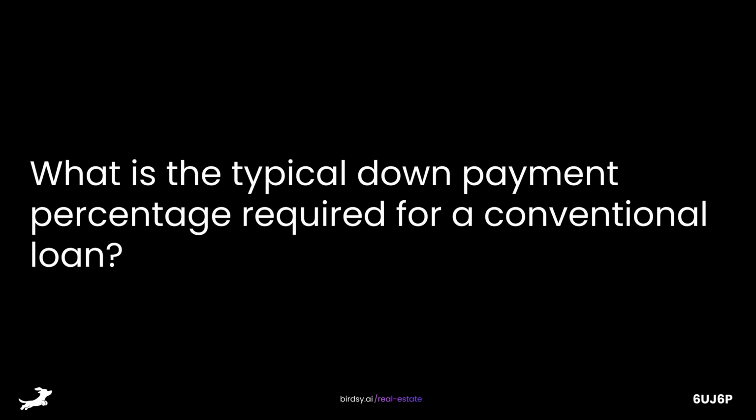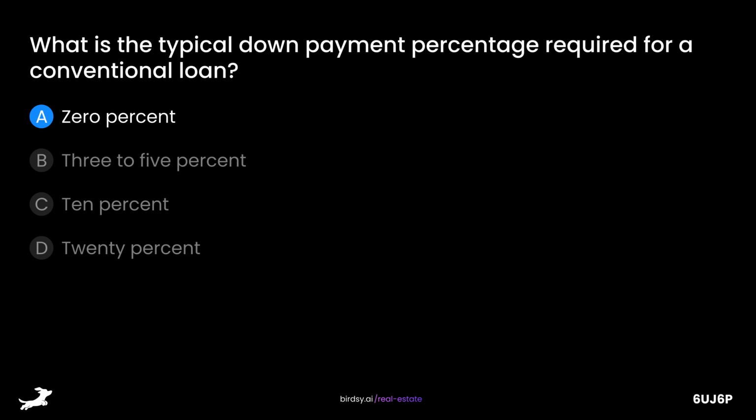What is the typical down payment percentage required for a conventional loan? Is it A, 0%, B, 3 to 5%, C, 10%, or D, 20%? The answer is B, 3 to 5%.